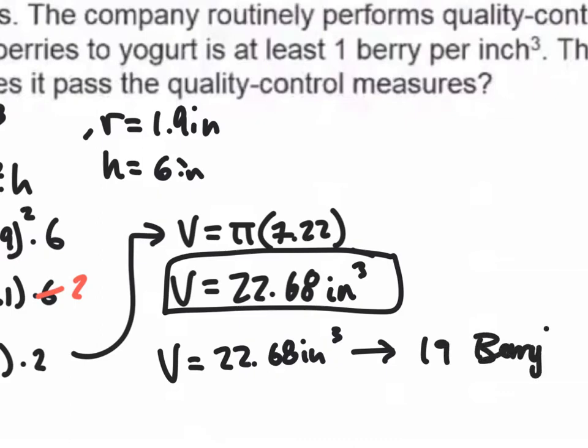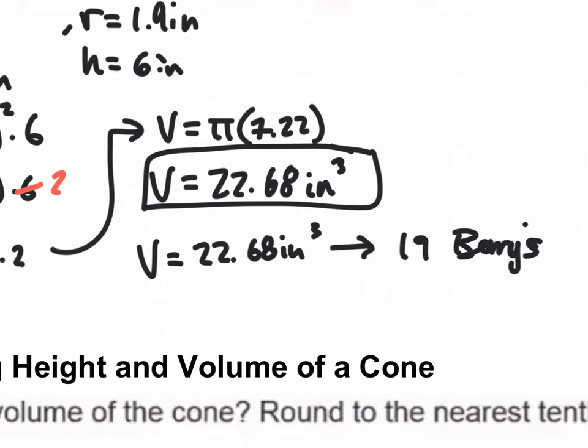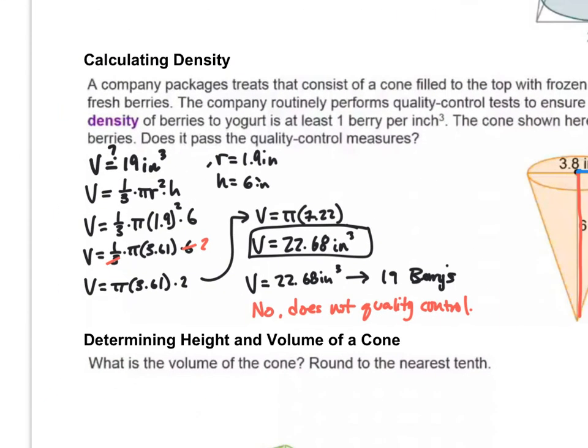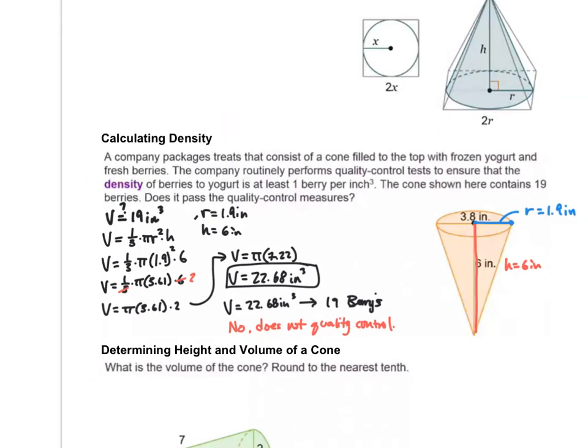So does this meet the quality control standard? Do I have one berry for every cubic inch? And the answer is no. Okay, does not meet quality control standards. And that's what we're looking for. So we can apply this concept of a formula to evaluate these and get the value that we want.